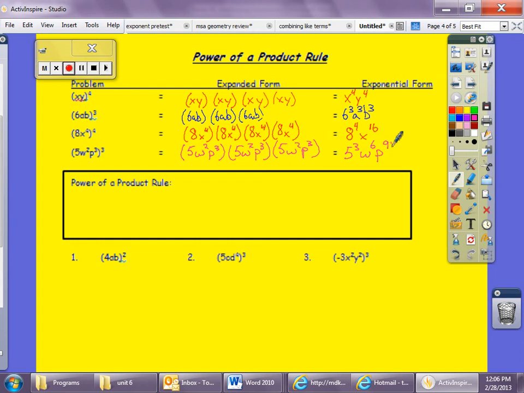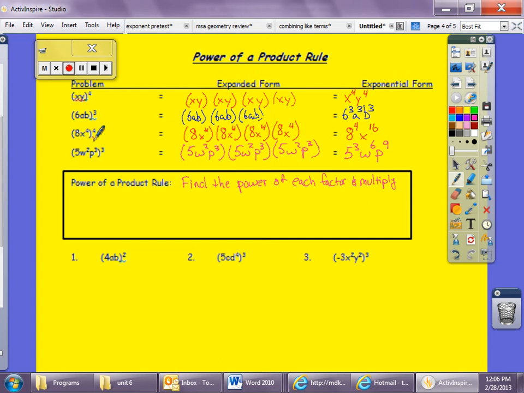So what the power of a product rule is saying is that to find the power of a product, we find the power of each factor and multiply. So each factor, each number inside the parentheses, we find its power and multiply. It's taking the last one one step farther. We are just adding extra factors inside. So we distribute the exponent to everything inside.